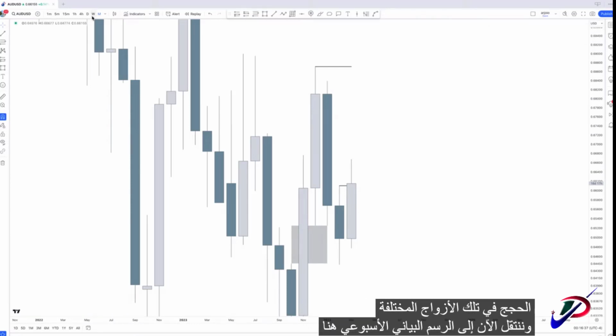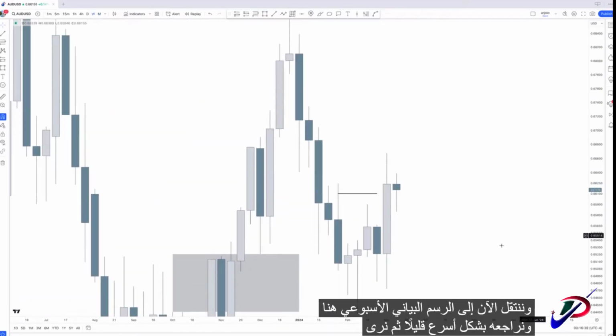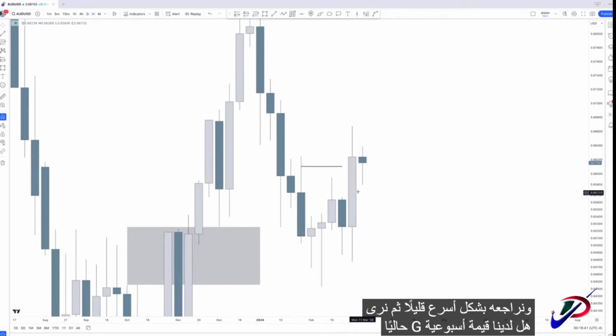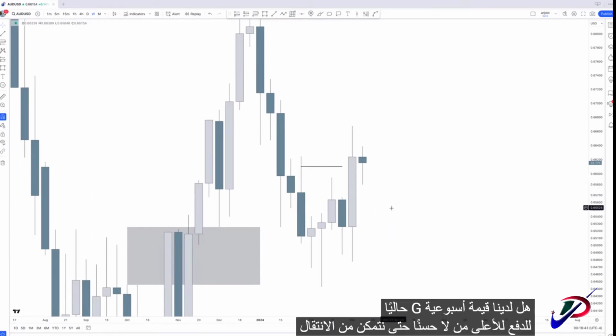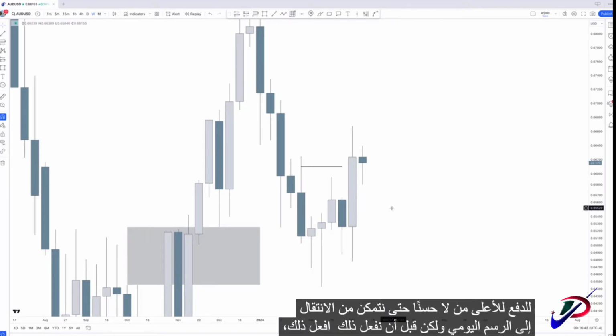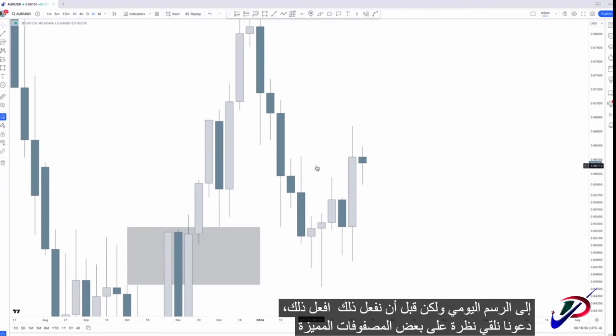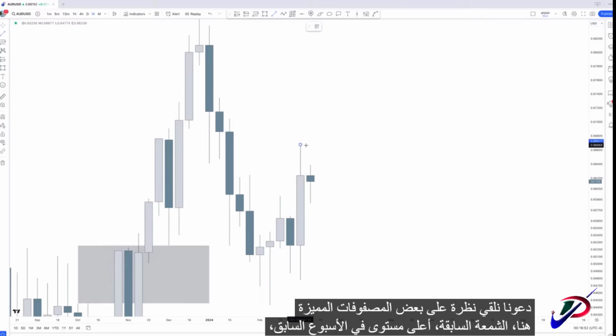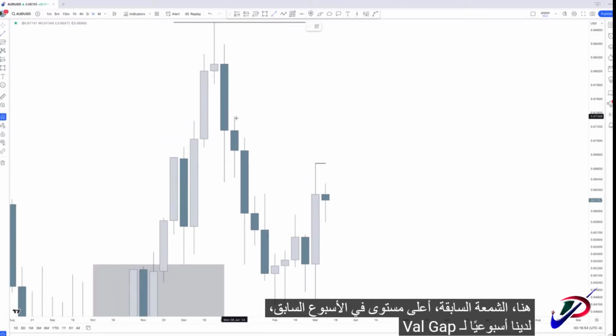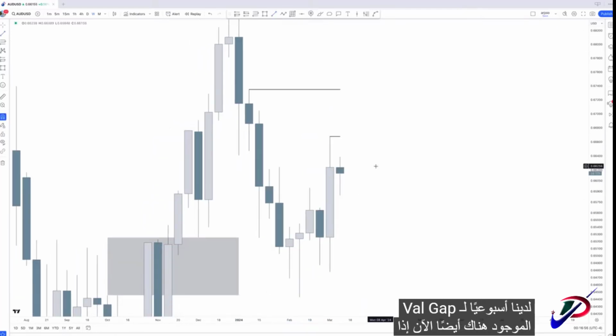Now, moving on to the weekly right here, going over it a little bit faster, then we see, do we have a weekly value gap currently to push higher from? No. Okay, so we can move into the daily. But before we do that, let's look at some premium arrays right here. Previous candle high, previous week high. We have a weekly fair value gap sitting right there as well.